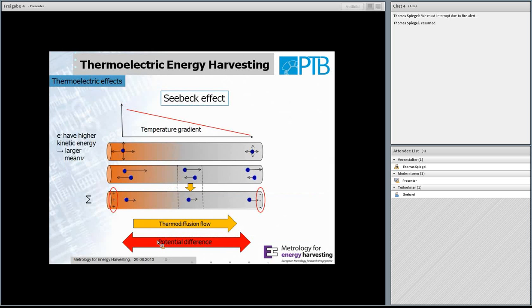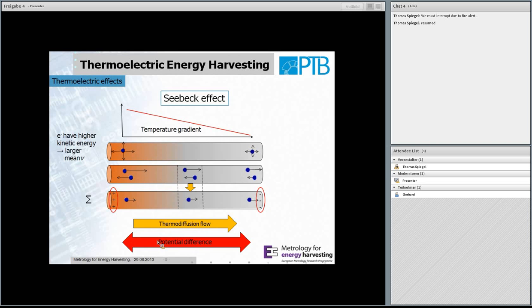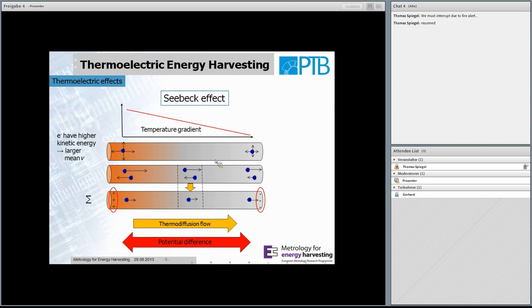Coming to the 2 effects, starting with the Seebeck effect. If a metal is exposed to a temperature gradient and no current is flowing, then the electrons in this metal behave like a gas. That means they have a higher kinetic energy at the end with a higher temperature and a lower one at the end with a low temperature. And therefore, in the sum, they move from the hot end to the cold end, and as a result of this thermodiffusion flow, a potential difference is applied, which can be measured as a voltage. And as I mentioned, this voltage is directly proportional to the temperature gradient, and the proportionality factor is the so-called Seebeck coefficient.